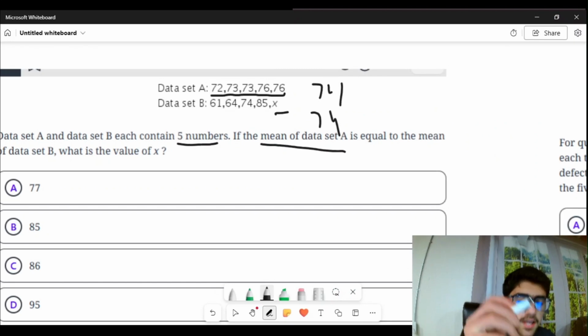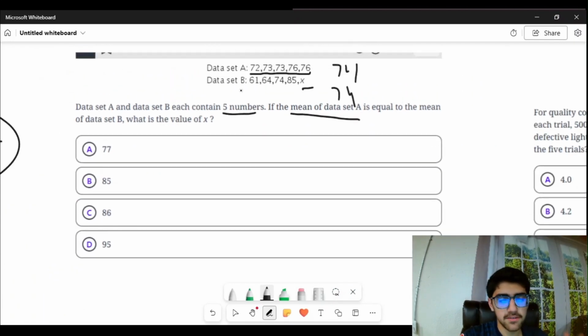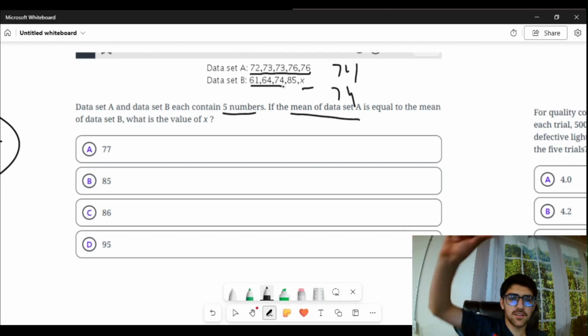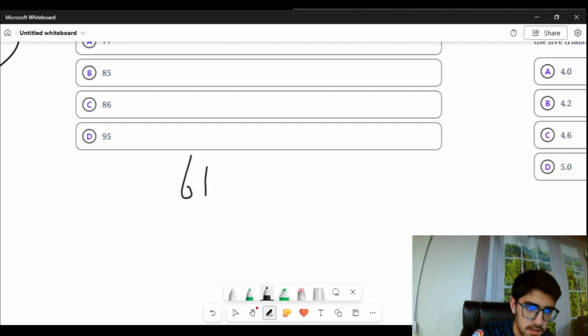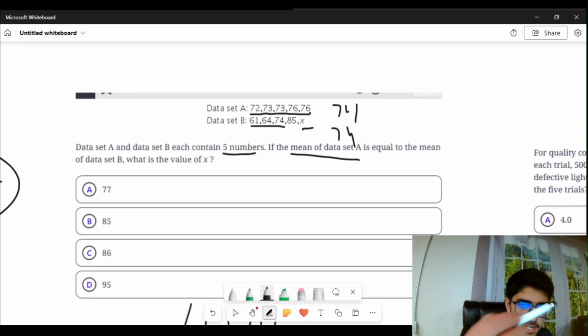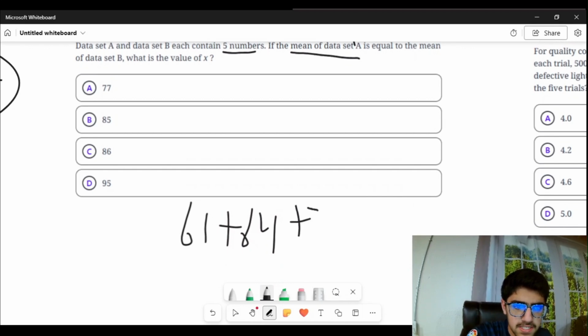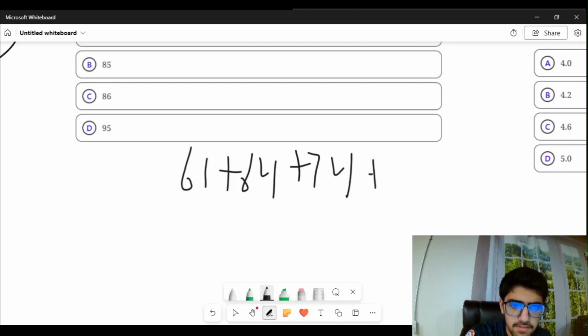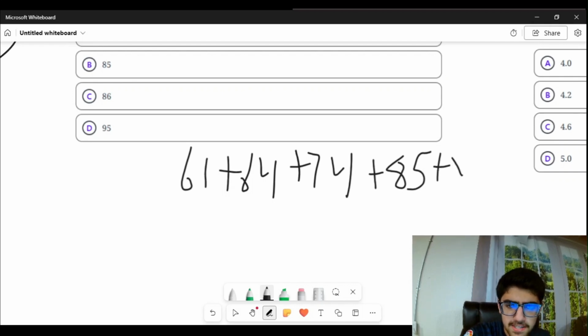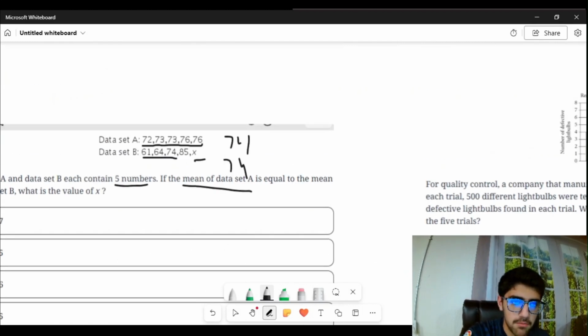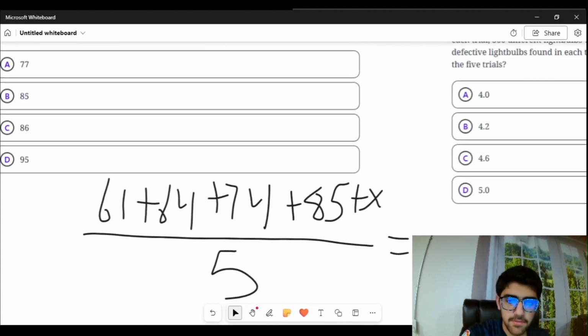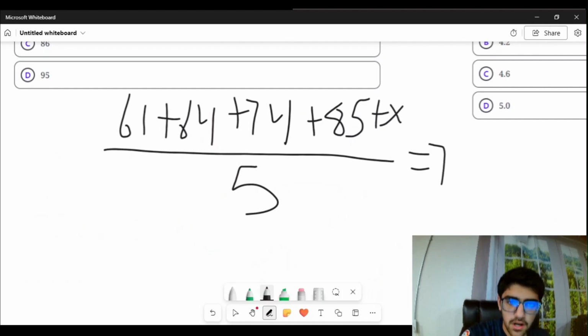And then remember, for this one, you have to first write it down before using Desmos, because Desmos doesn't let you put an equation, like put the mean of this is equal to this, and it's going to solve for the variable. It's not going to do that for you. So how do you find the mean? Let's just add all the numbers. So 61 plus 64. So we're going to set up an equation. Plus 74 plus 85 plus x, and that is all divided by 5 because we're finding the average. And then we set it equal to the number we found. We set it equal to 74. And from there we can work to solve for x.